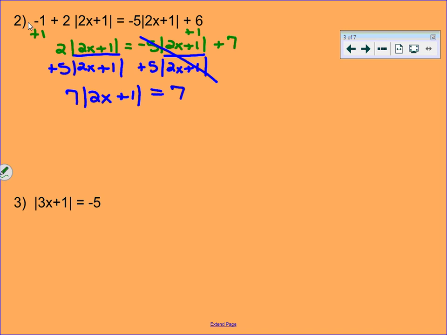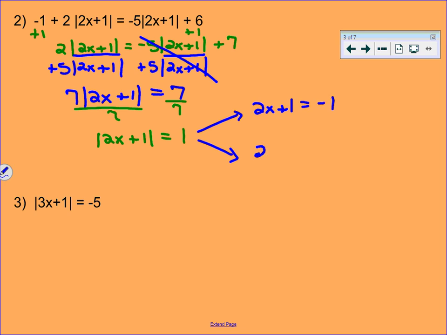Because now from here, we can divide both sides by a 7, and we end up with just that absolute value of 2x plus 1 is equal to just a regular 1. And we can go and break this up into our positive and negative from this spot. We know that we have a 2x plus 1 that has to equal a negative 1, and a 2x plus 1 that has to equal just a positive 1.